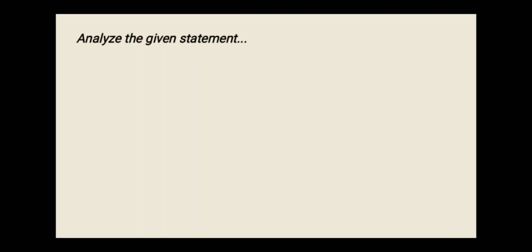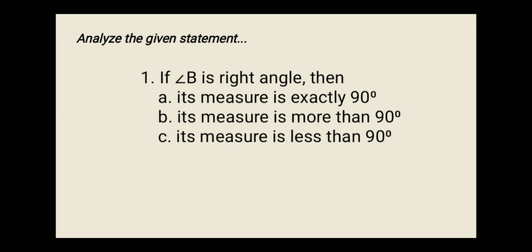Next is analyze the given statement. If angle B is a right angle, then what do you think is the answer, A, B, or C? A, its measure is exactly 90 degrees, B, its measure is more than 90, C, its measure is less than 90 degrees. So what do you think is the answer? Letter A, B, or C? Okay, very good. It is letter A. Its measure is exactly 90 degrees.